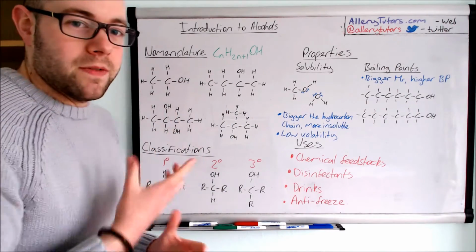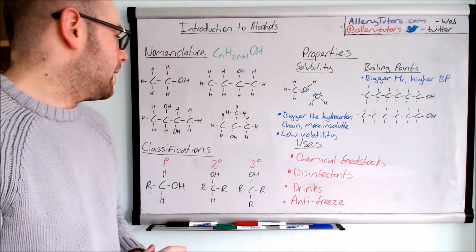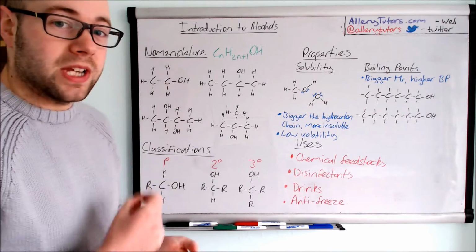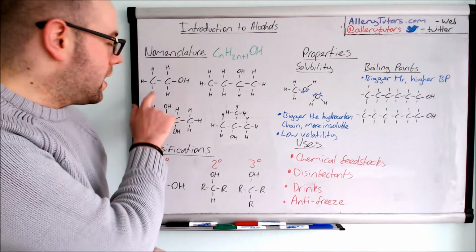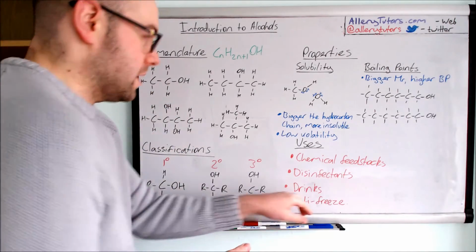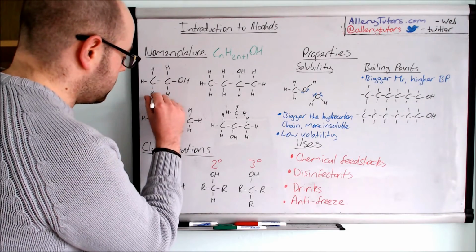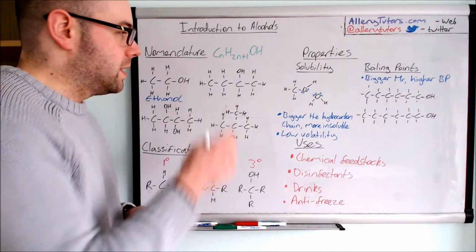You name them in a very similar way to how you'd name an alkane. You start off with your prefix, which is just the name of the alkane. In this case, it's 2, so this is eth, and then we just end it in ol at the end. So this first one is actually ethanol. Nice and simple.